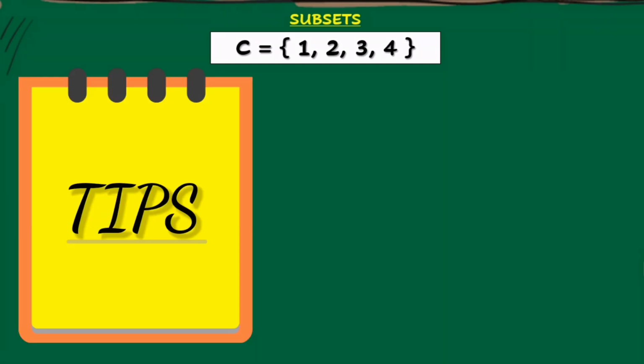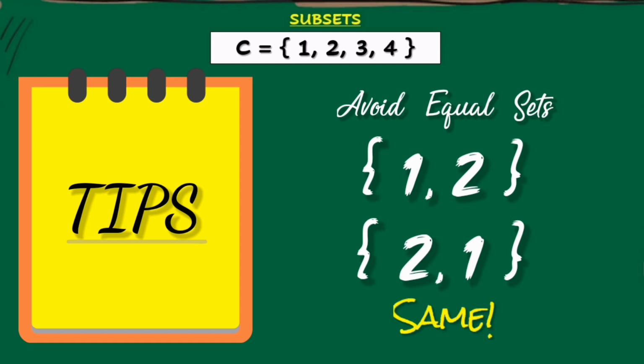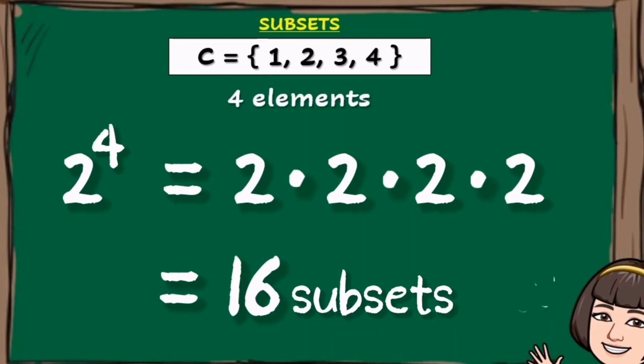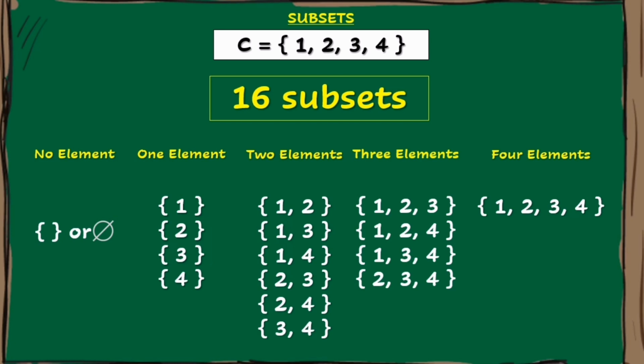Here are some tips to remember when creating the subsets of a given set. The elements of the subsets must be found in set C. If possible, write the elements in order. Avoid writing equal sets. For example, {1, 2} and {2, 1} are just the same. Since we know that there are 16 subsets, you may try to write or list down all the subsets of set C. Did you get the same?